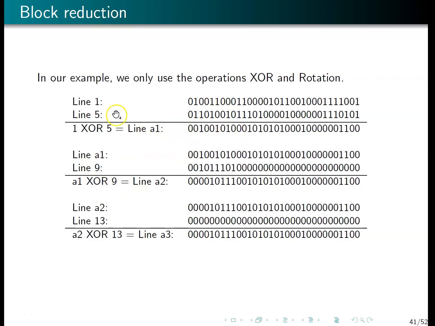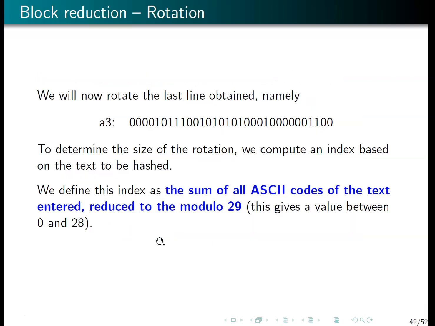I take line A1 produced using lines 1 and 5, and I XOR line A1 with line 9, and that gives me a line that I call line A2. I take line A2 and I XOR line A2 with line 13, and that gives me an output that I call line A3. Then I will rotate line A3, and I want an index that will give me by how much to rotate each line. That depends on the size of the text entered. So this will help produce a different hash with a very tiny modification in the text entered.